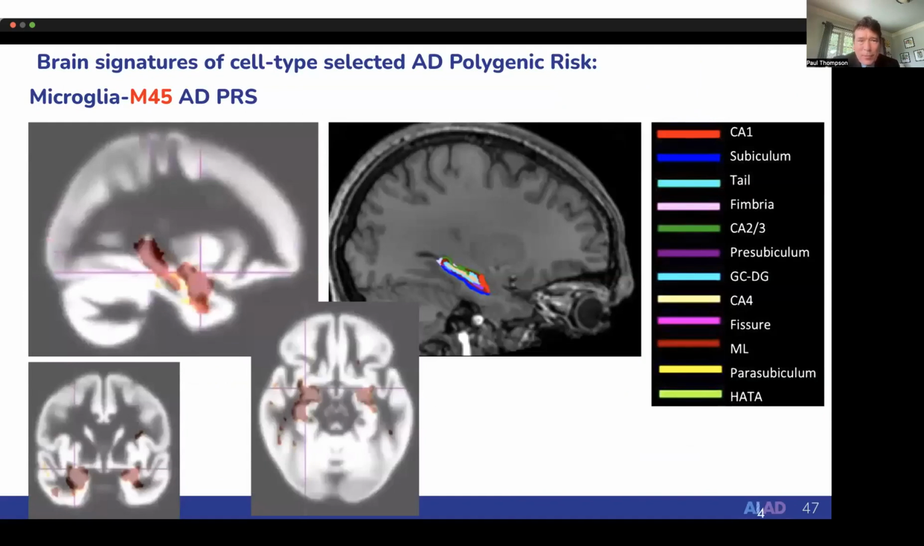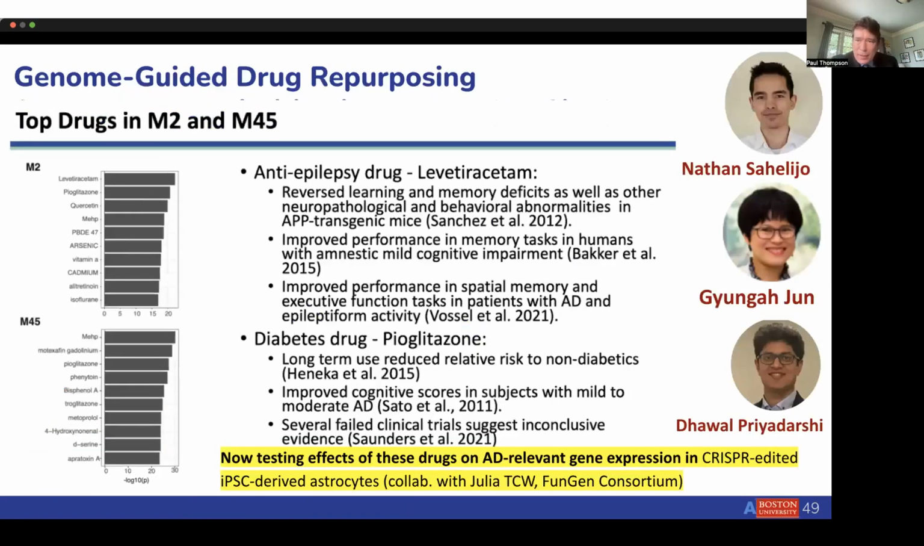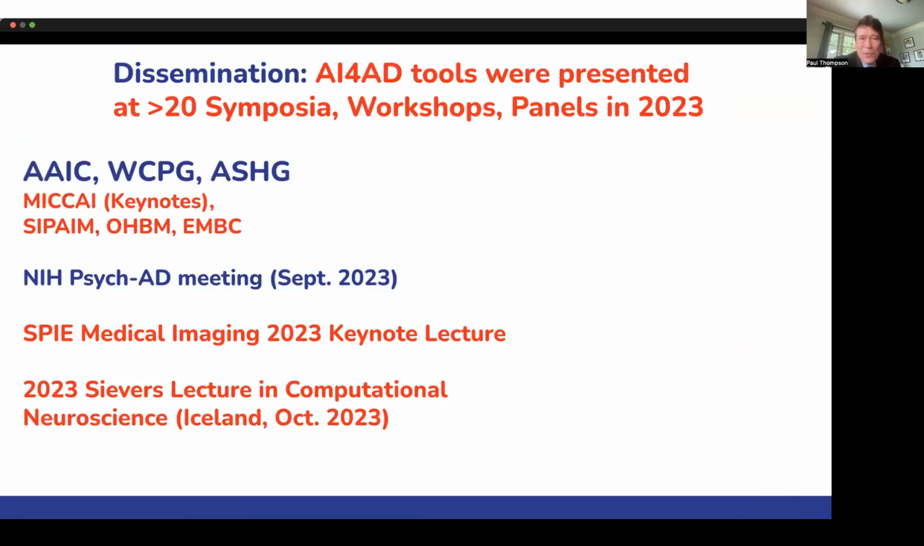This is work with Priya Rajagopalan at USC, where she's mapped a microglial polygenic risk score into the brain and associated a certain pattern of atrophy with it. And here's another one where a certain pattern of atrophy is linked with a different module. Then Gyungah Jun has been working with Julia TCW in the Functional Genomics Consortium to literally apply repurposed drugs that counteract the implicated pathways in these genetic modules. And this is very important and novel work that gives a novel translational aspect to this gene discovery work.